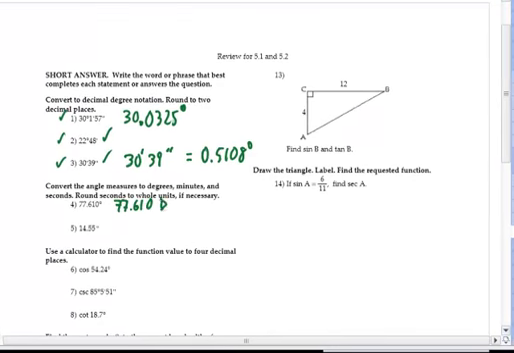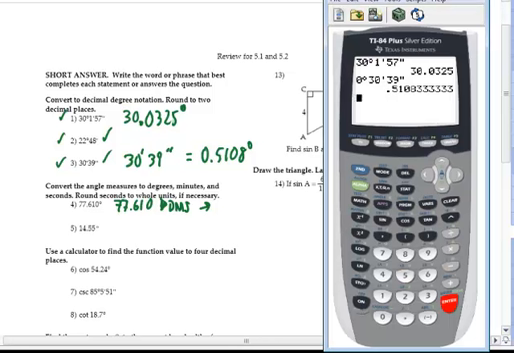On the next one, you just put the number in and you hit the arrow DMS button, and that will convert it back to degrees, minutes, seconds. And it will convert it to 77 degrees, 36 minutes, 36 seconds.